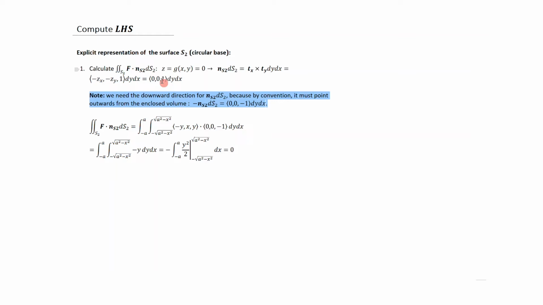However, because of the divergence theorem's convention, the area vector should always be pointing outwards from the surface, which means downward in this case. We basically have to multiply this through by -1. And so the appropriate differential surface area vector direction to take is the one that's shown here, which is 0, 0, -1 dy dx.